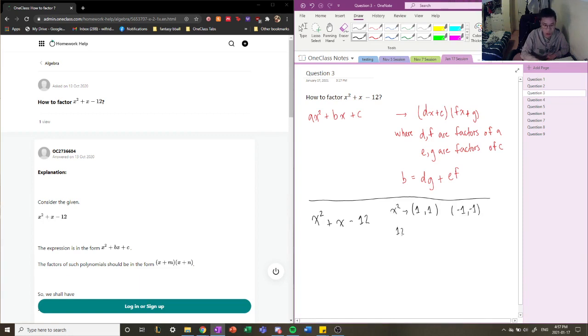The factors of 12 or negative 12 can be 2 and 6, negative 2 and 6, the other way, 2 and negative 6. It could be negative 1 and 12, it could be 1 and negative 12. It can also be 3 and negative 4, and it can also be negative 3 and 4. These are the different factored pairs of x squared and negative 12.